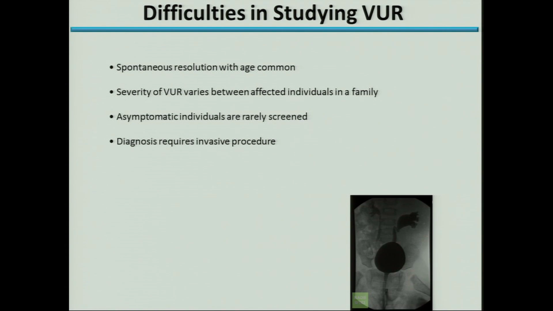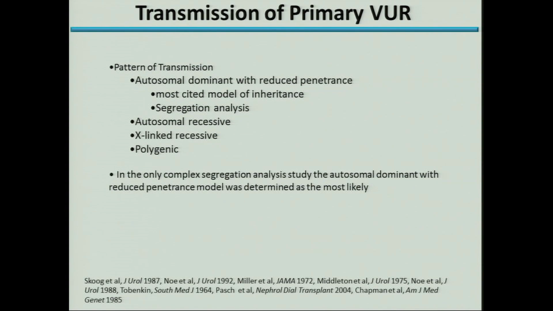It's also very difficult to screen these patients because with asymptomatic individuals, it's hard to convince them to get a VCUG. It's traumatic, invasive, it causes undue stress, and it's radiation. So, taking that with a grain of salt, this I kind of went over.